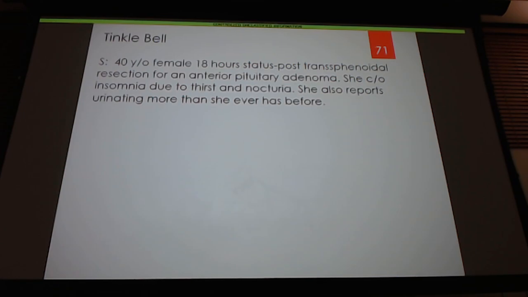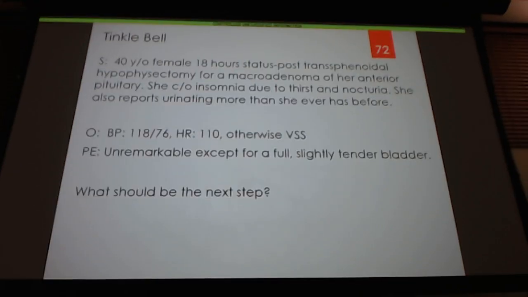We have a 40-year-old female named Tinkerbell, and she is 18 hours status post a transsphenoidal resection. What that is, it's just a removal of a pituitary adenoma. She complains of insomnia due to thirst and nocturia. She also reports urinating more than she ever has before. What are your initial thoughts? Central DI? Yeah, SIADH or DI. We're thinking central, I think, based on the history we got.